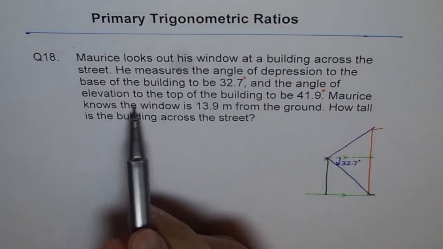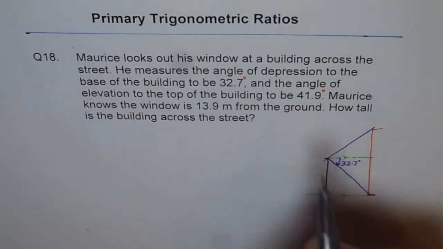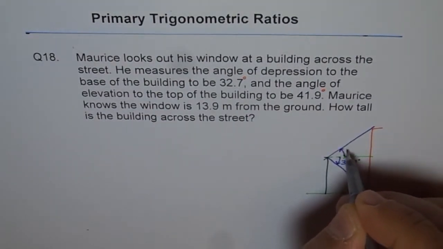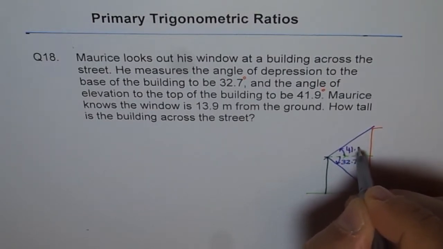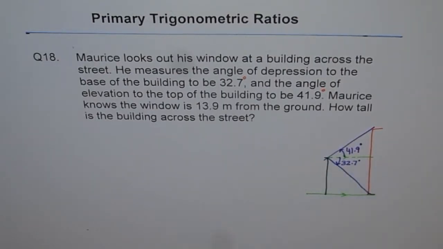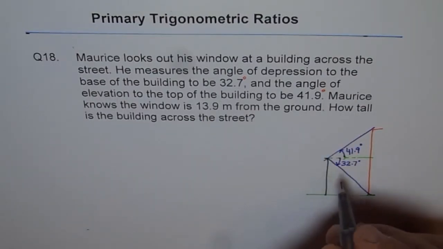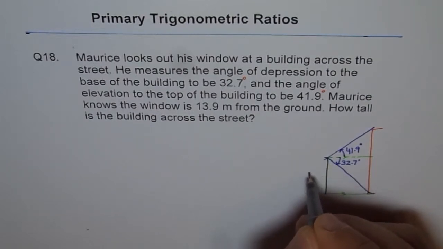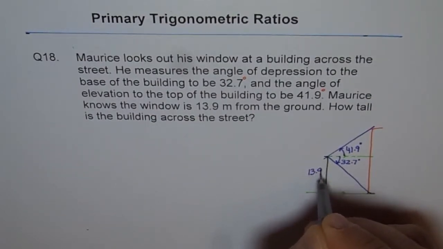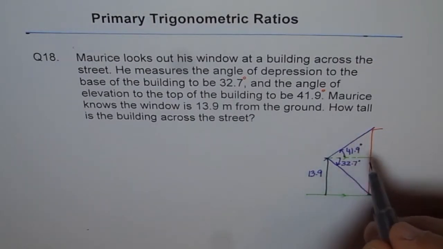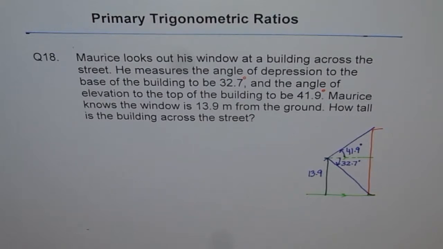And the angle of elevation to the top of the building is 41.9. So we say this angle is 41.9 degrees, correct? And Morris knows the window is 13.9 meters from the ground. So this height is 13.9 meters, correct? So all units are in meters for the height. Now we need to find the total height of the building.